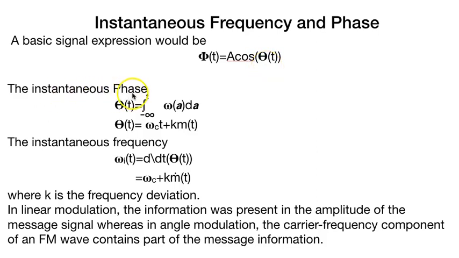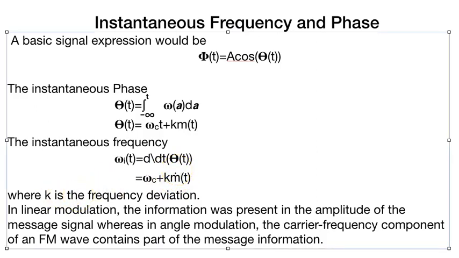And then theta(t). Yes, in this case the frequency and the phase will be variable. So the instantaneous phase we can calculate by integrating omega from minus infinity to t. Now this is the formula to calculate phase. So the phase would be omega_c t plus k m(t). The instantaneous frequency we can get by differentiating the phase, and we get omega_c plus k times m dot, where the dot shows that it's a differentiation, and k is the frequency deviation.